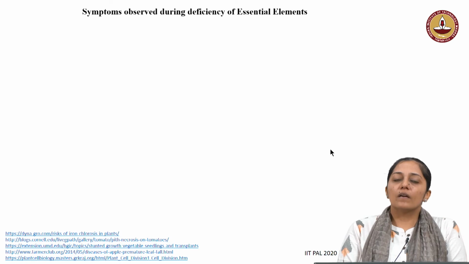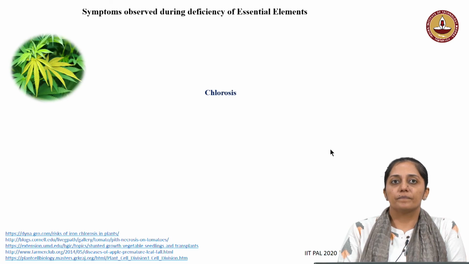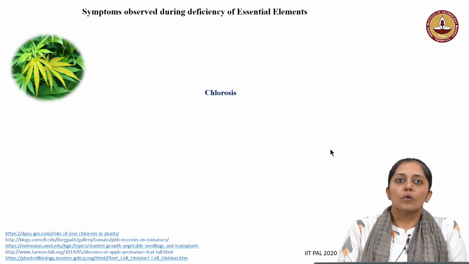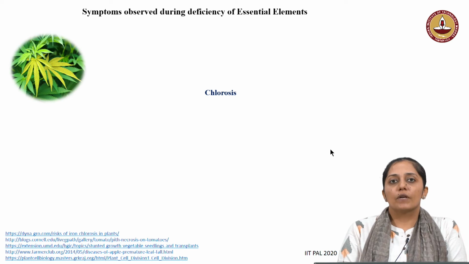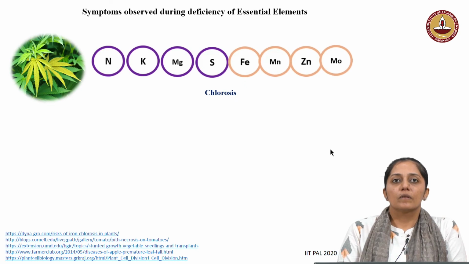So, let us see what are the symptoms which are generally observed when one or more of these essential elements become deficient in the plant. In the picture, the yellowing of the leaves is one of the problems observed, which is called chlorosis, caused by the deficiency of one or more of the essential elements like nitrogen, potassium, magnesium, sulphur, which are macronutrients, and micronutrients involving iron, manganese, zinc and molybdenum.